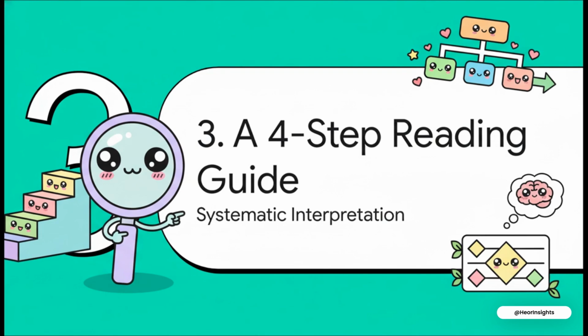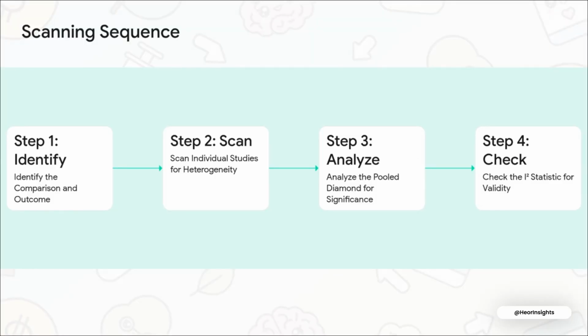Here, we'll establish a systematic, 4-step process for interpreting any forest plot you encounter. This sequence provides a reliable framework. First, you always identify the comparison being made and the outcome being measured.